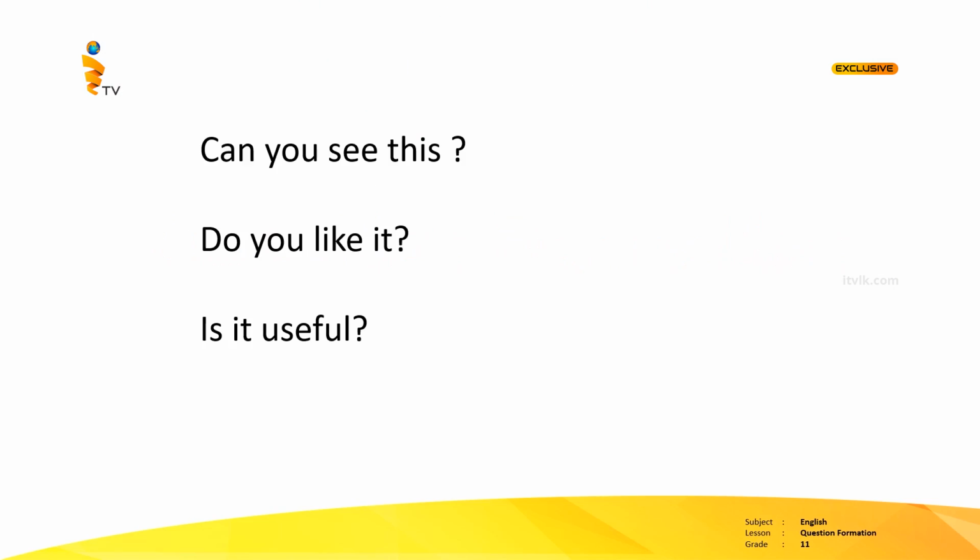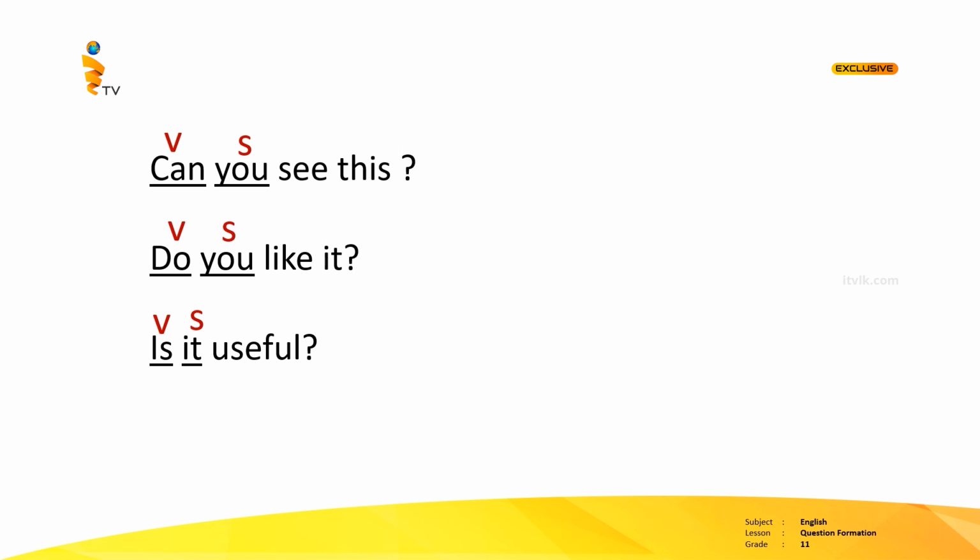There's a structure. Okay children, can you see this flower in my hand? Do you like it? Is it useful? Right. What did I do? I asked 3 questions. May I repeat them again? Can you see this flower? Do you like it? Is it useful? I just asked 3 questions. What are they? If you look at them carefully, you'll see that they share the same word order.